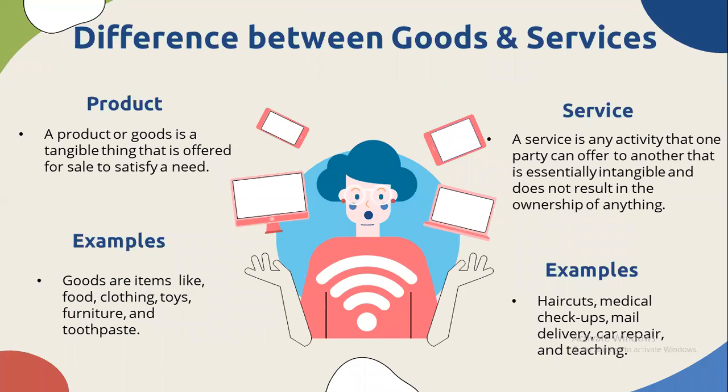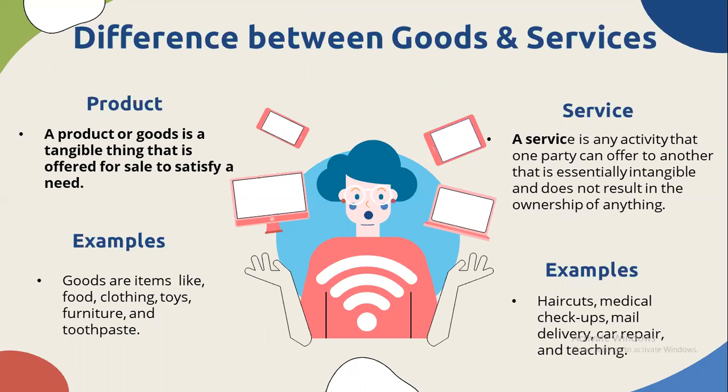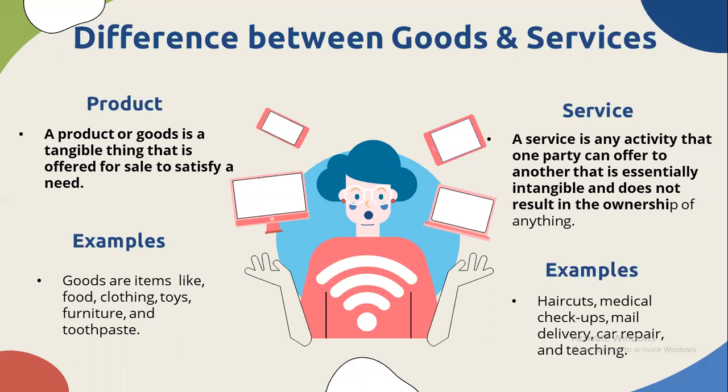Now, let's go in depth and understand the difference between goods and services. They're pretty easy to understand. The first difference is that a product or good is a tangible thing that is offered for sale to satisfy a need. A pen can be touched and felt. And a service is an activity that one party can offer to another that is essentially intangible, which I cannot touch. And it does not result in the ownership of anything. You can't really own the service the way you own a product.